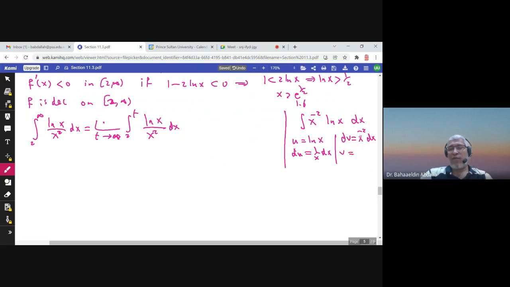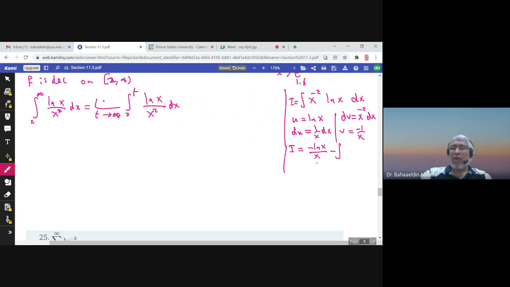So v would be x to the power negative 1 over negative 1, or just negative 1 over x. So this integral, let me call it I, would be equal to uv, so negative ln x over x, minus the integral of v du. And v times du would be negative, so this would be positive 1 over x squared dx. So the final answer would be negative ln x over x, and the integral of 1 over x squared is negative 1 over x.